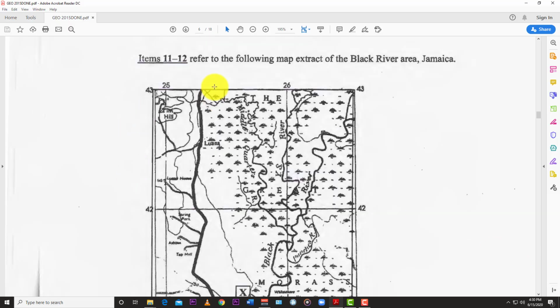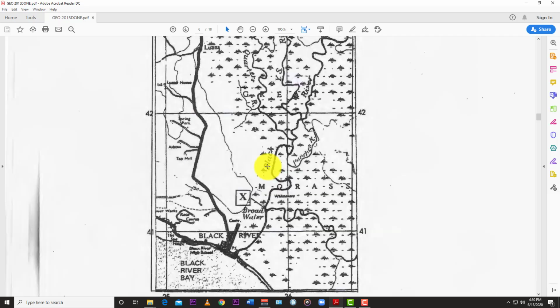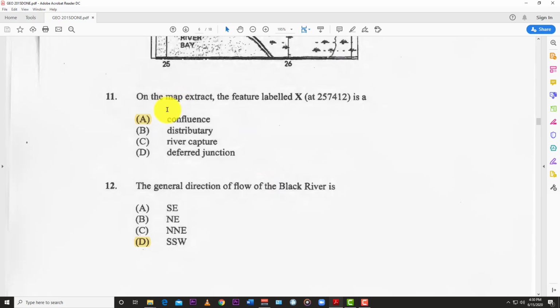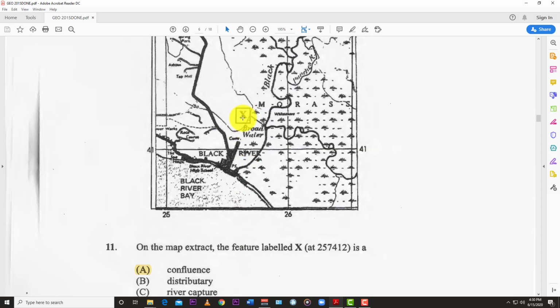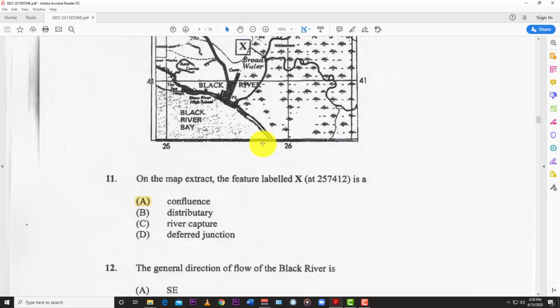Number 11 and 12 refers to the following map extract of Black River area in Jamaica. So question 11, on the map extract, the feature labeled X, and you have the grid reference right here, is... so we have X, and the arrow is pointing. You have to look carefully. The arrow is pointing right here. That's where the arrow is pointing. And so the answer is A, confluence.